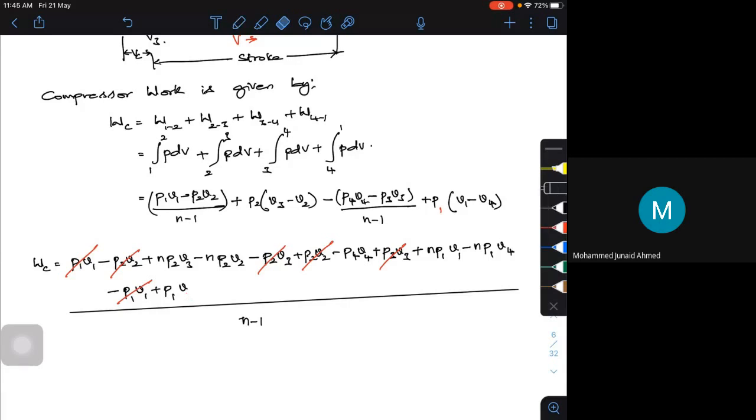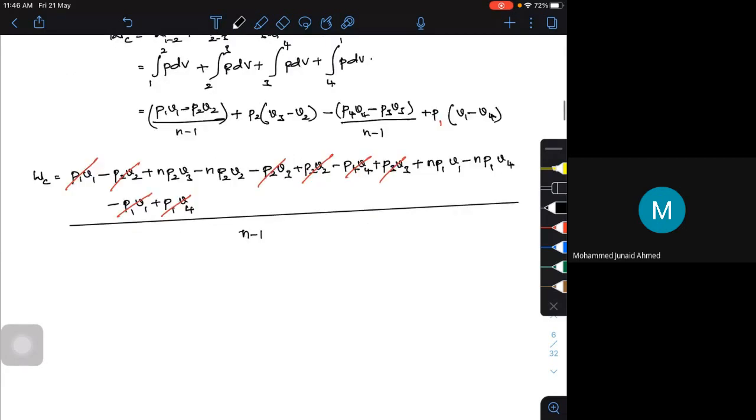It's actually P1 V4. So P1 V4 plus P1 V4, yeah, minus P1 V4. So this P4 means it is P1. Okay, P1 is equal to P4. So this one and this one just cancel out because P1 is equal to your P4. So all these terms just cancel out. So what I am left with, actually, is your work of compression.